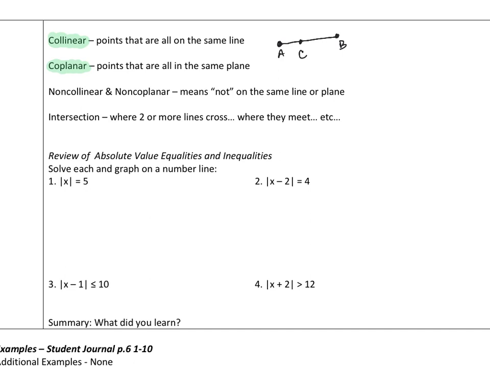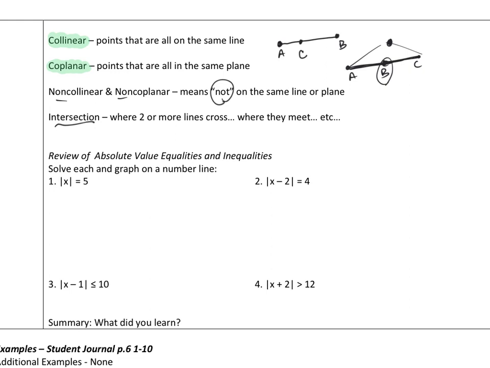Coplanar would again be points in the same plane, so we need at least 3 points to be in a plane. So if I had 3 points like this, A, B, and C, such as above, I can't make a plane out of this, right? So when I make a plane, one of these points has to be non-collinear, and then I can connect to make a plane. So then we've got non-collinear, non-coplanar. The word non means not, and they're not in the same line, not in the same plane. And obviously you know this word intersection, where 2 or more lines cross.